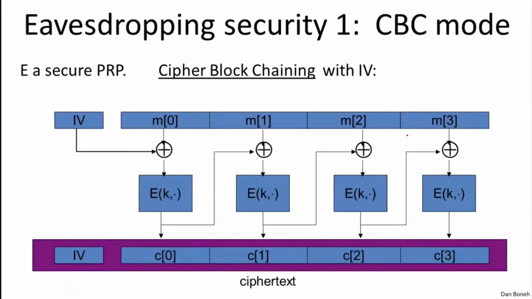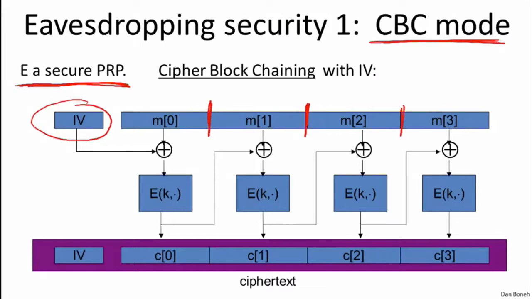So the first idea is to use something called cipher block chaining, CBC mode. The idea here is as follows. Imagine, again, E is a secure PRP, a secure pseudo-random permutation. Again, that's just an abstract way of saying that E is a block cipher. The way we would encrypt is as follows. First of all, we choose an IV, and we'll talk about how to choose an IV in just a minute. And then, of course, we take our message and we break it into 128-bit blocks, where each block is the size of the block cipher input.